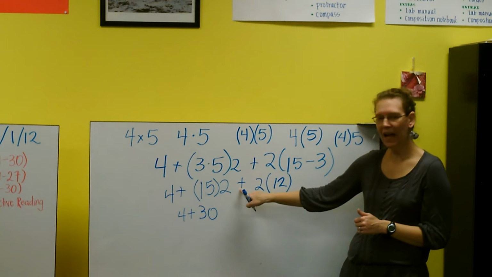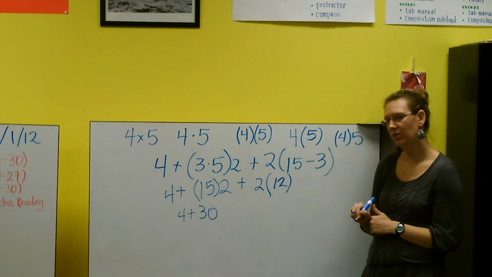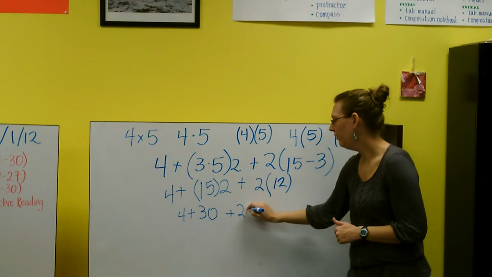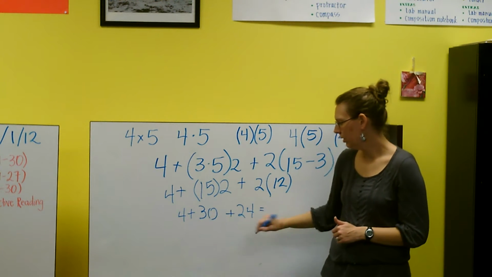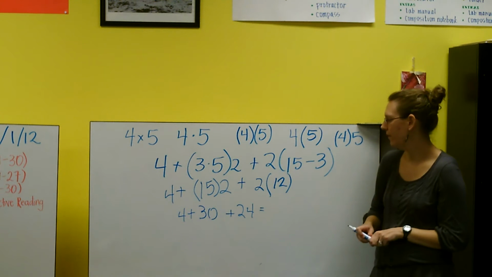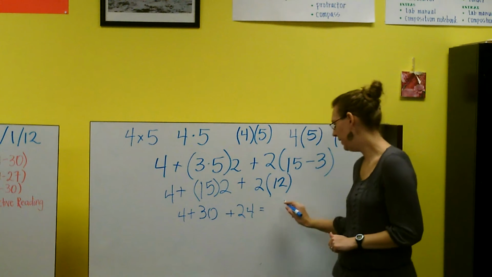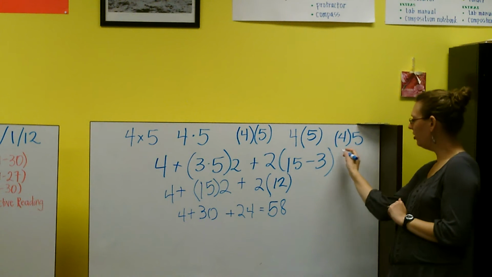This 2 is multiplied here. So before we can add anything here, we have to take care of our multiplication. So Portia, what's 2 times 12? 24. Plus 24. Good. And when I add 30 plus 24 plus 4, what do I get? 58. Good. 58.